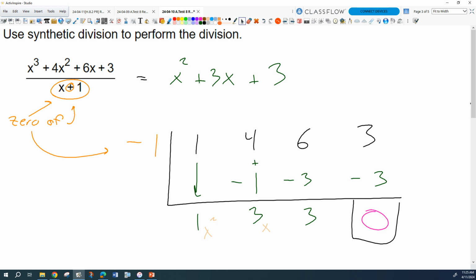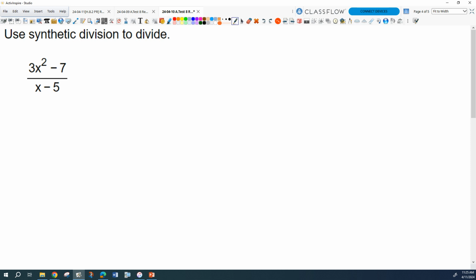All right, one more quick one like that. So how about this one? You may use synthetic division. I can use synthetic division, right? So what does my coefficient row look like? We need 3, 0, negative 7. I need a 0 because I'm missing the x term, right? And then a 5 on the outside. Good.